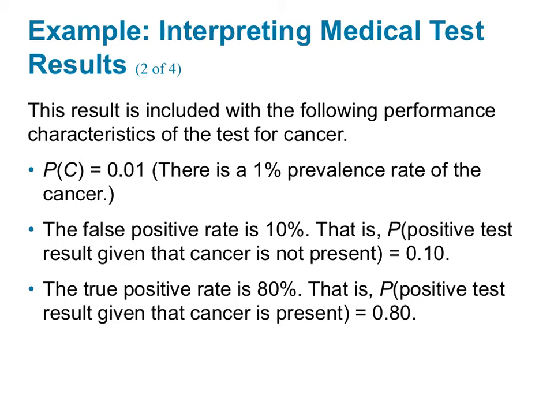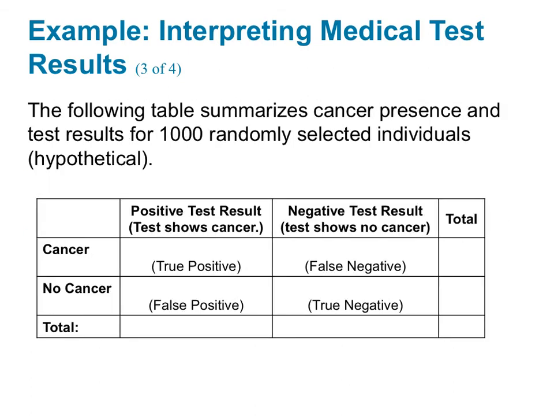So you have to be careful here. False positive means a positive test given the cancer is not present, and a true positive will be a positive test result given that cancer is present. We are going to fill out the table on the following slide. This table is going to summarize the cancer presence and the test results for 1,000 randomly selected individuals. And this is a hypothetical situation.